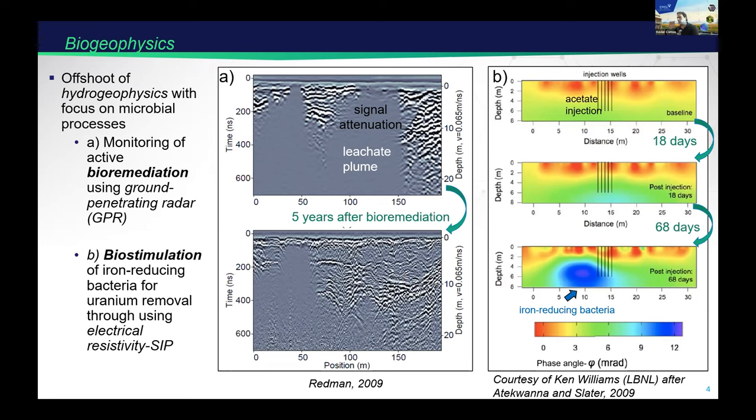There are other papers looking at how injection of acetate might induce formation of iron-reducing bacteria. In this case, it was a site that was contaminated by uranium. So they were developing these time-lapse measurements and looking at how this injection of acetate helps evolve these bacteria that then might help with that bioremediation.